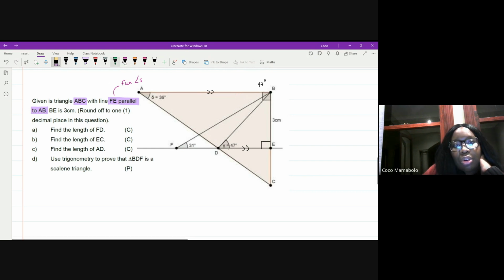Lovely. Okay, so let me just put this in, 31 degrees. And then we know that the whole thing is 47 degrees. All right, let's go ahead and try and solve this question. By the way, who can tell me the size of angle C? Somebody find me the size of angle C, please.